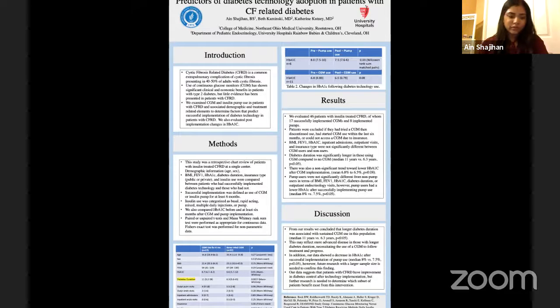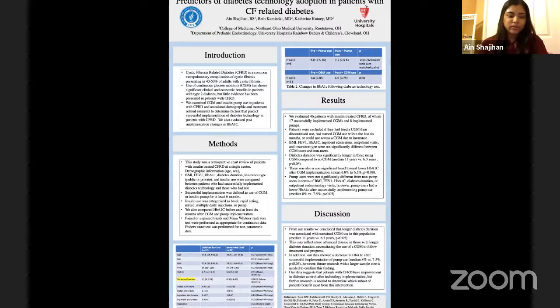However, diabetes duration was significantly longer in CGM users. Pump users were not different from non-pump users in terms of BMI, FEV1, HbA1c, diabetes duration, or outpatient endocrinology visits. However, pump users had a significantly lower HbA1c after successfully implementing pump use.